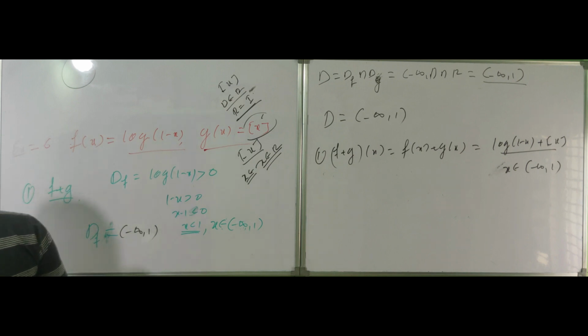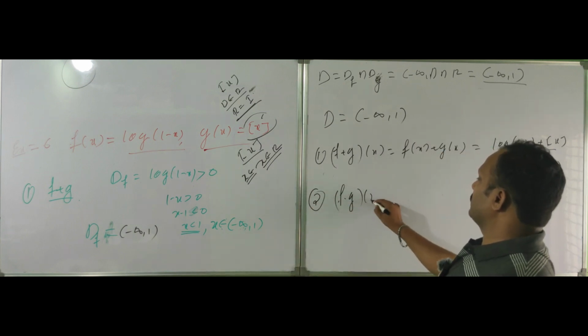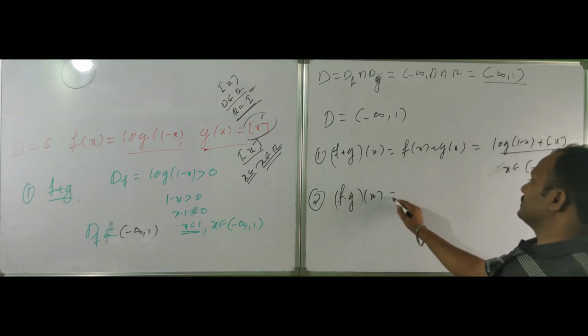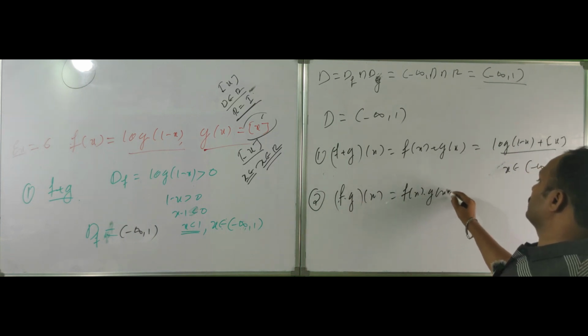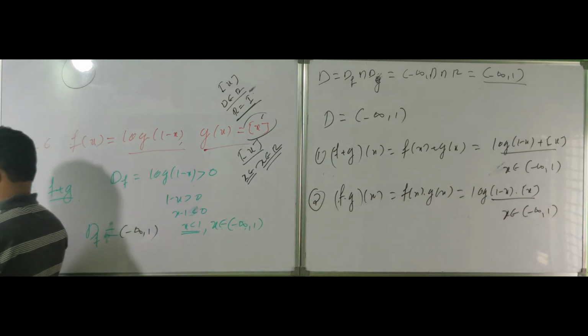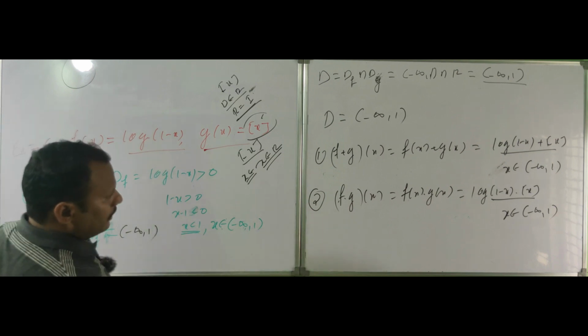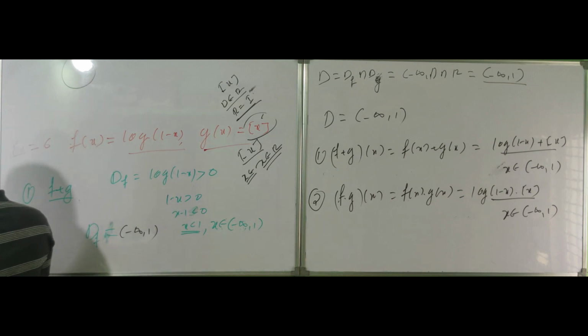The second one asks f into g of x. This is equal to f of x into g of x. This becomes log of 1 minus x into the integral part of the number. There is no further operation to be done here. Therefore, x belongs to minus infinity to 1. Next is f over g, then g over f.